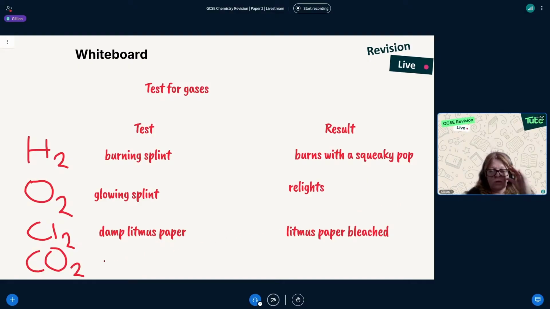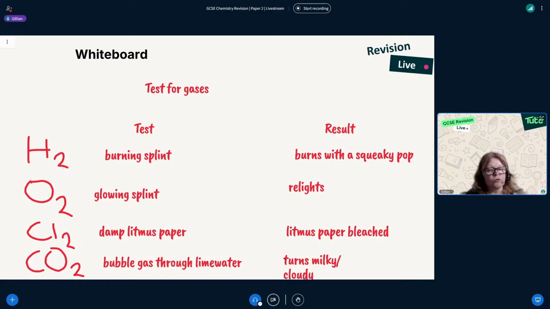And then we've got the test for carbon dioxide, which is CO2. This time, we would bubble the gas through lime water. So to get the gas, you would react a metal carbonate like calcium carbonate with hydrochloric acid. You'd need 2 test tubes for this. You'd have a delivery tube, which will then bubble that carbon dioxide gas into lime water. Lime water is a colourless solution. And what happens when you bubble carbon dioxide into lime water? It turns milky or cloudy.